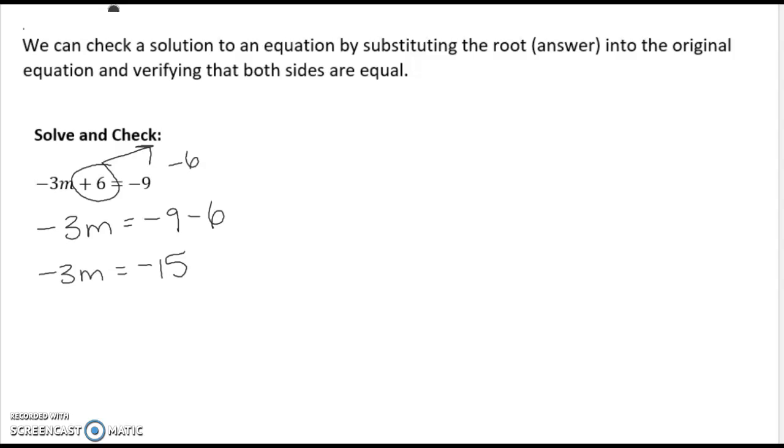Now we need to solve for m. So the opposite of multiply is divide. So m equals negative 15 divided by negative 3. And then negative and negative make a positive, and 15 divided by 3 gives us 5. So our answer is 5.